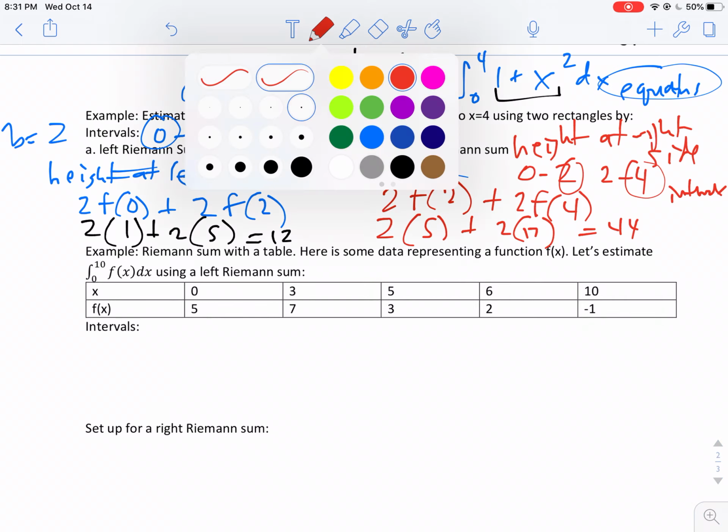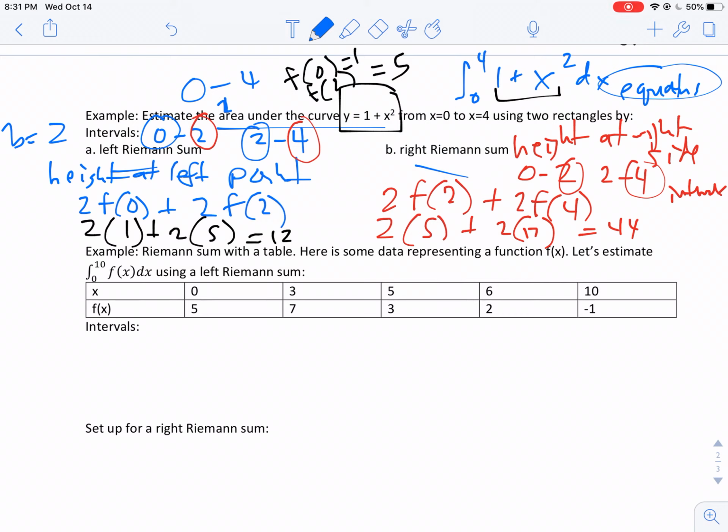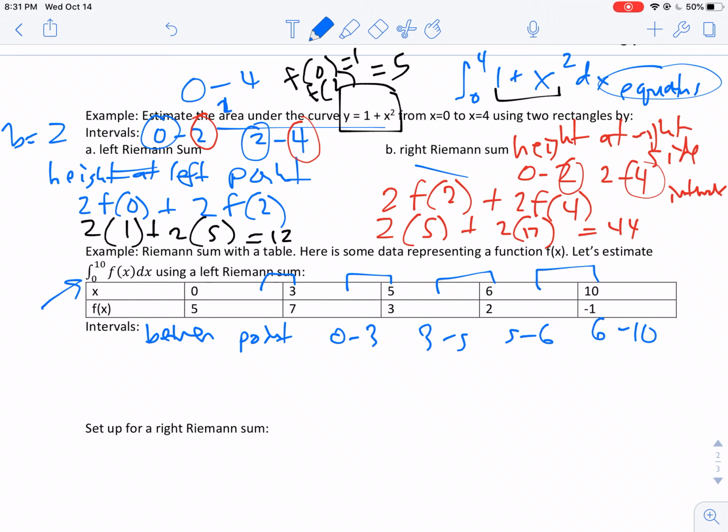Okay, now anyway, let's get to a table, because this is honestly the most common application of a Riemann sum that you're going to see on the AP test. They'll give you a table and ask you to estimate some integral using a left Riemann sum. And the intervals are just what's going on between each point. So my intervals are going from 0 to 3, and then 3 to 5, and then 5 to 6, and then 6 to 10.